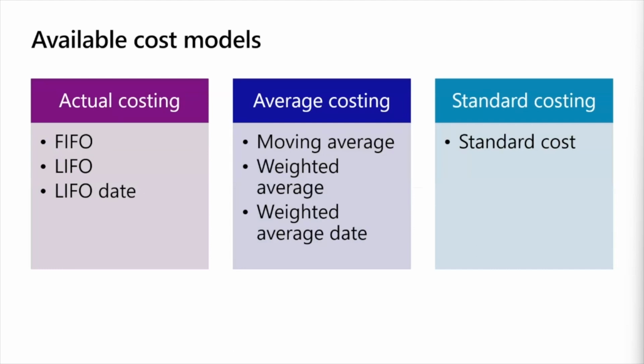In this slide, we've listed out those different cost models available and grouped them under their corresponding cost strategies. We have FIFO, LIFO, and LIFO date in the actual costing bucket, moving average, and weighted average date in the average costing bucket. And lastly, we have standard cost in the standard costing bucket. In this Tech Talk, we will cover each of the models in the actuals and average costing strategies, and we will cover standard costing as part of the next installment in our series. Now I'm going to pass it over to Rachel to talk about actual costing.